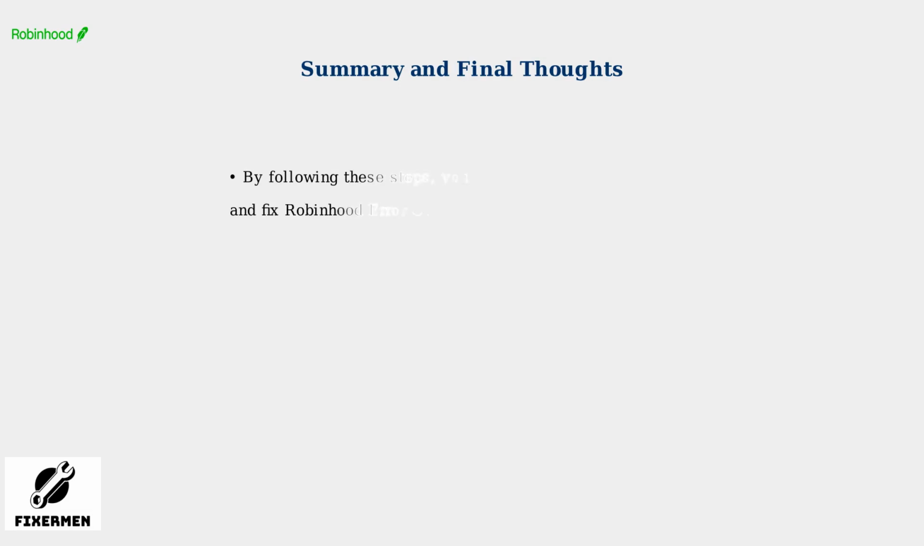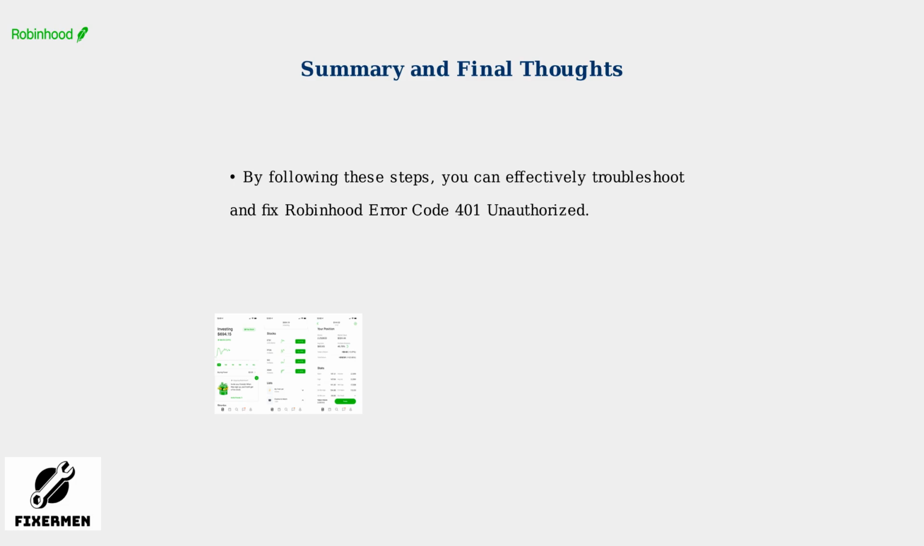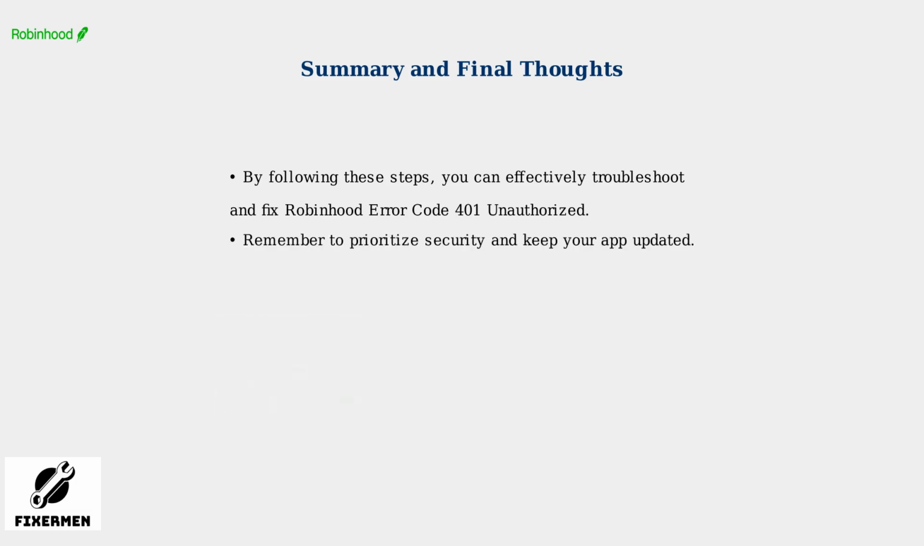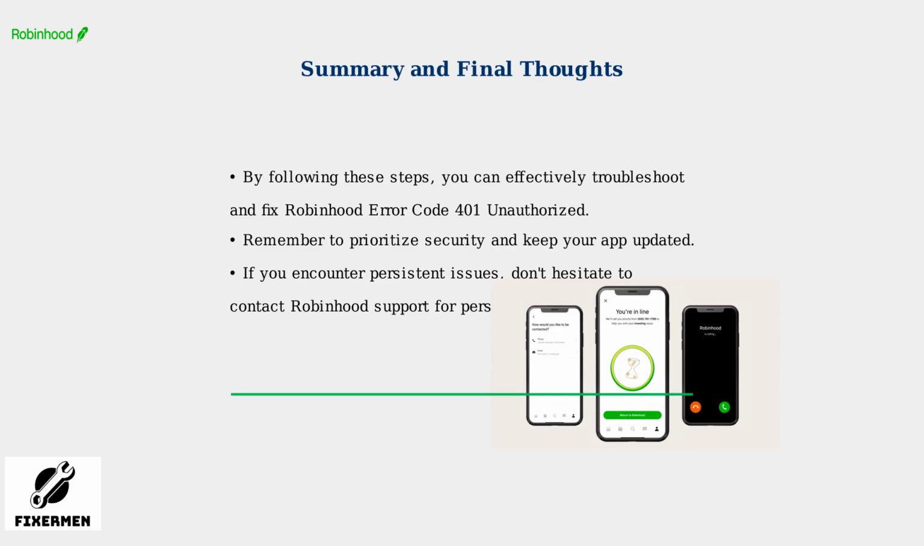In summary, by following the troubleshooting steps we've covered, you can effectively resolve Robinhood Error Code 401 unauthorized. These steps include checking your credentials, restarting the app, clearing cache, and verifying your network connection. Always prioritize security by using strong passwords and enabling two-factor authentication. Keep your Robinhood app and device operating system updated to prevent authentication issues. If you continue to experience persistent 401 errors despite trying these solutions, don't hesitate to contact Robinhood support. They can provide personalized assistance and help resolve any account-specific issues.